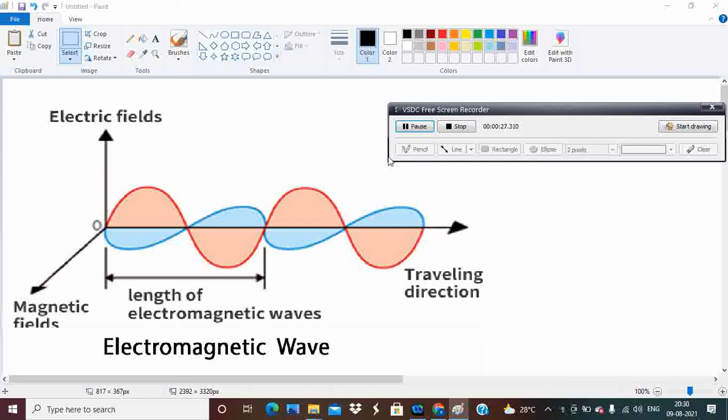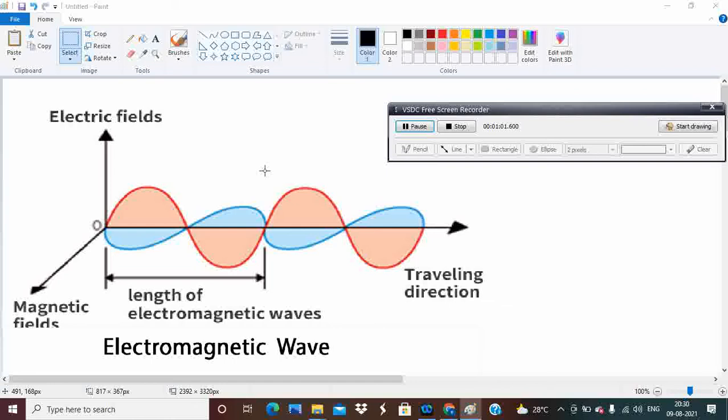Electromagnetic wave, as the name itself indicates, electric and magnetic. That means electric and magnetic fields both are present perpendicularly, in such a manner that they are perpendicular to each other, and not only perpendicular to each other but also perpendicular to the direction of propagation of the wave. Let me clearly explain this.